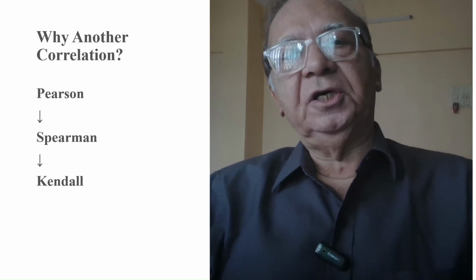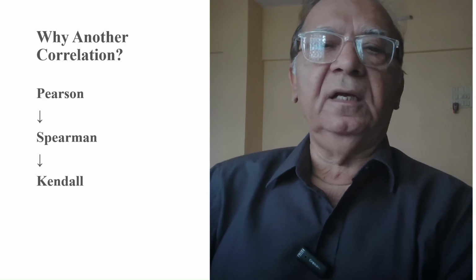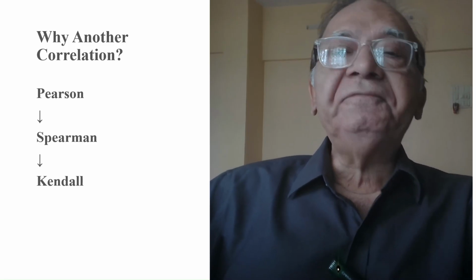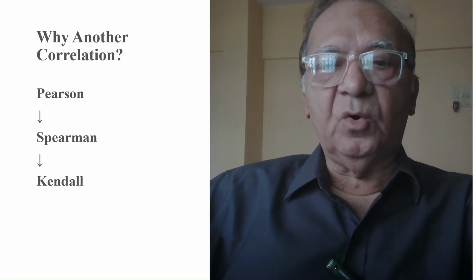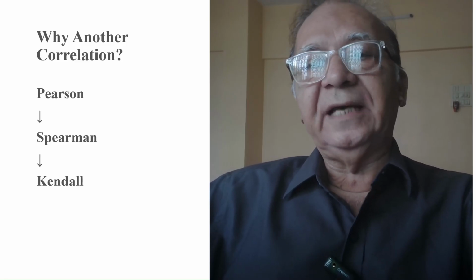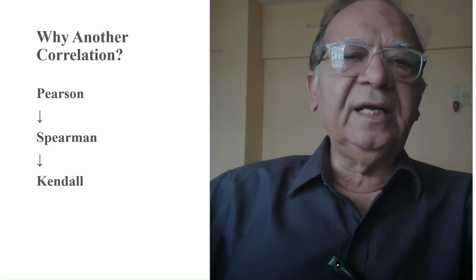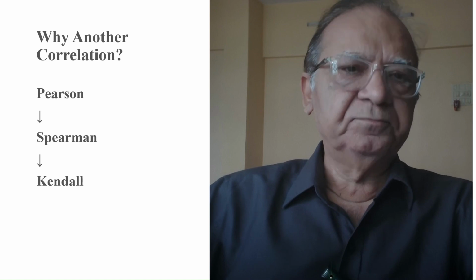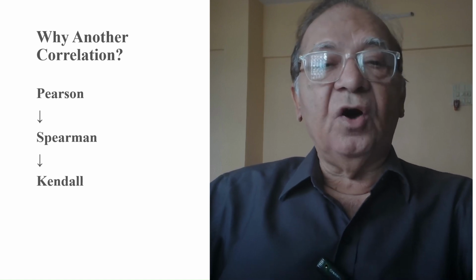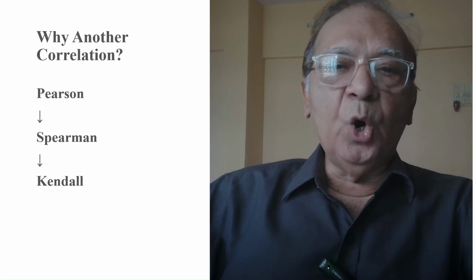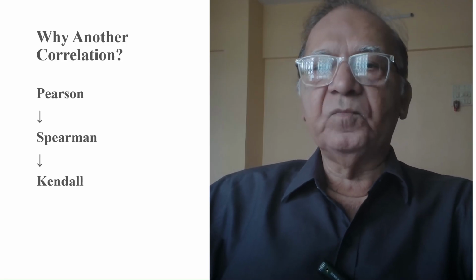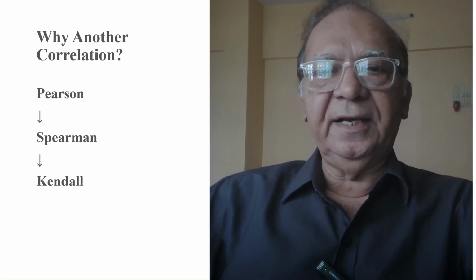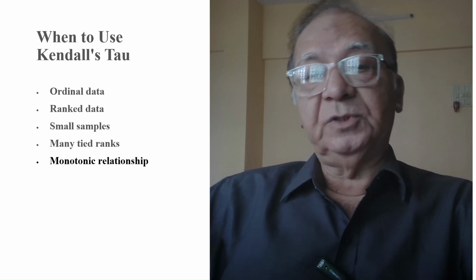In the previous lecture, we learned Spearman rank correlation. A common question is, if Spearman already measures rank correlation, why do we need Kendall's Tau? The answer lies in how these two methods calculate association. Kendall's Tau is often considered a more robust and reliable measure, especially for small sample sizes and data sets containing many tied observations.